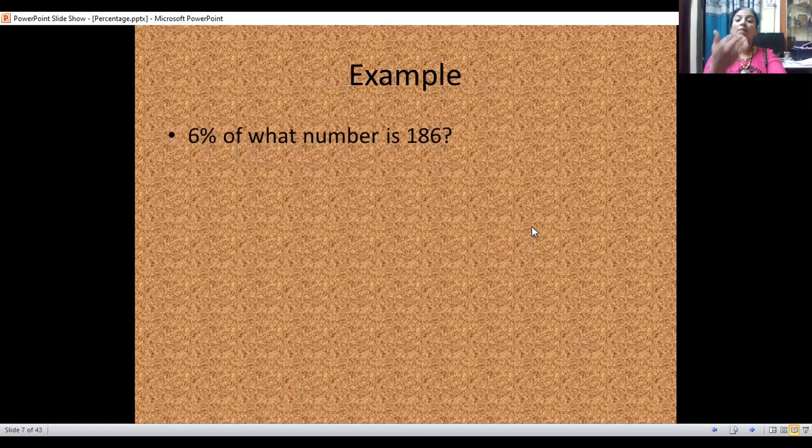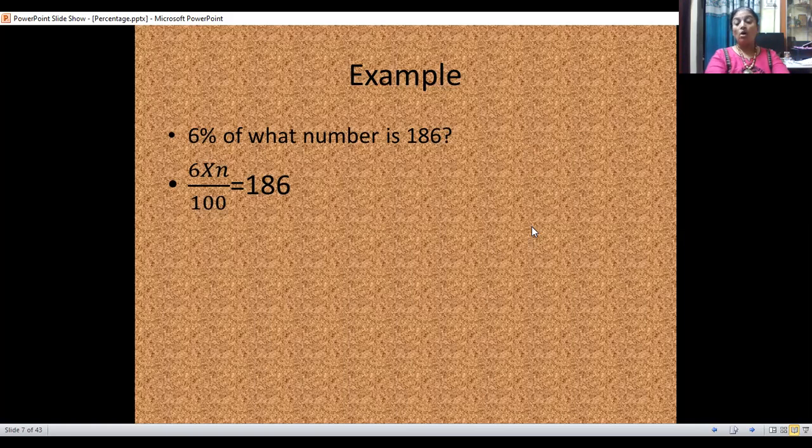6% of what number is 186? Here 6% is given. Answer is 186. We don't know the number. So let us keep it as n. If you keep it as a, that's also okay. If you keep it as x, that is also okay. Any alphabet is okay. 6% of n means 6 upon 100 into n. That is, answer is 186.